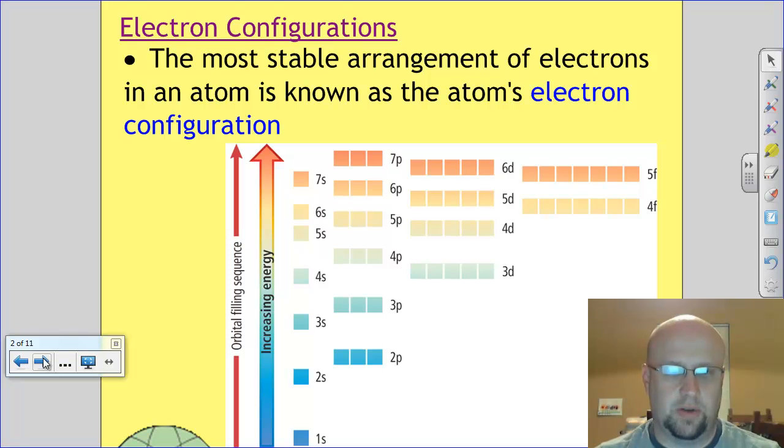We're going to talk about electron configurations, which are the most stable arrangement of the electrons. In other words, the way the electrons usually are is called the electron configuration. And we're going to start out today by filling orbitals up with electrons. Okay, and the way they fill up is in this little chart here.